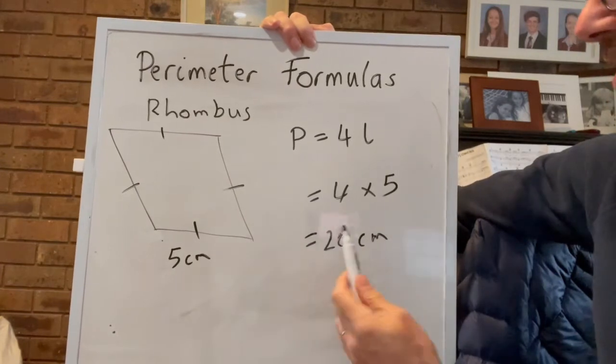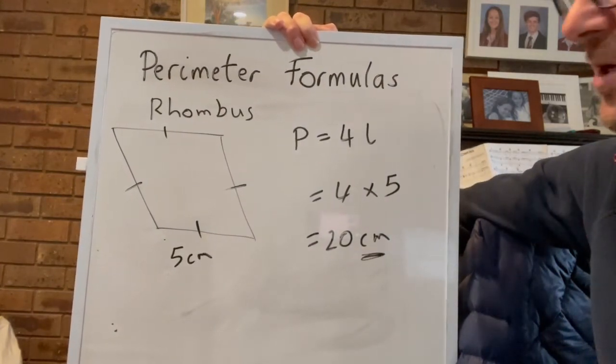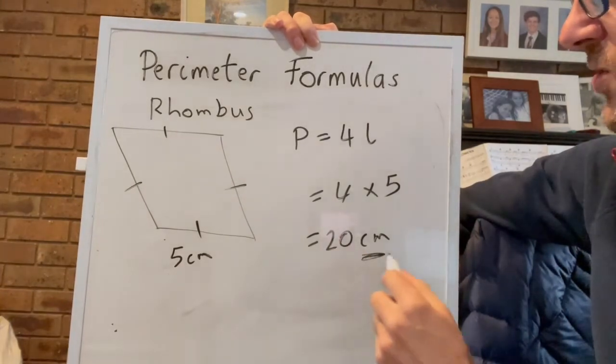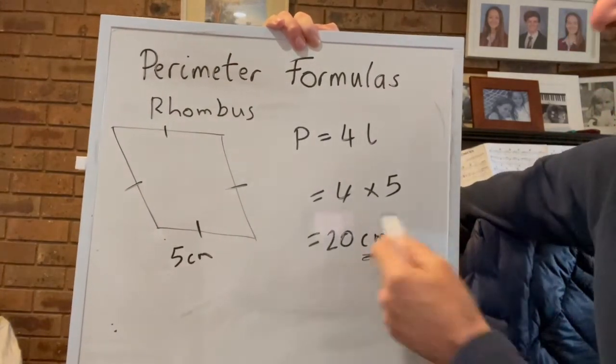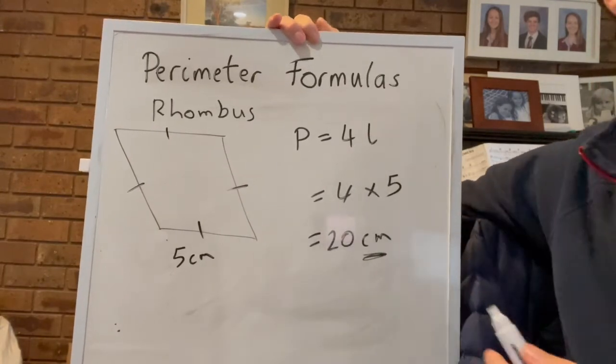And crucial to this is to make sure that we're always using the units of measure in our answer, okay? It's one of the most common things that students leave out, the unit of measure, and they have an answer of 20, and it's 20 what? So it's important that we include that.